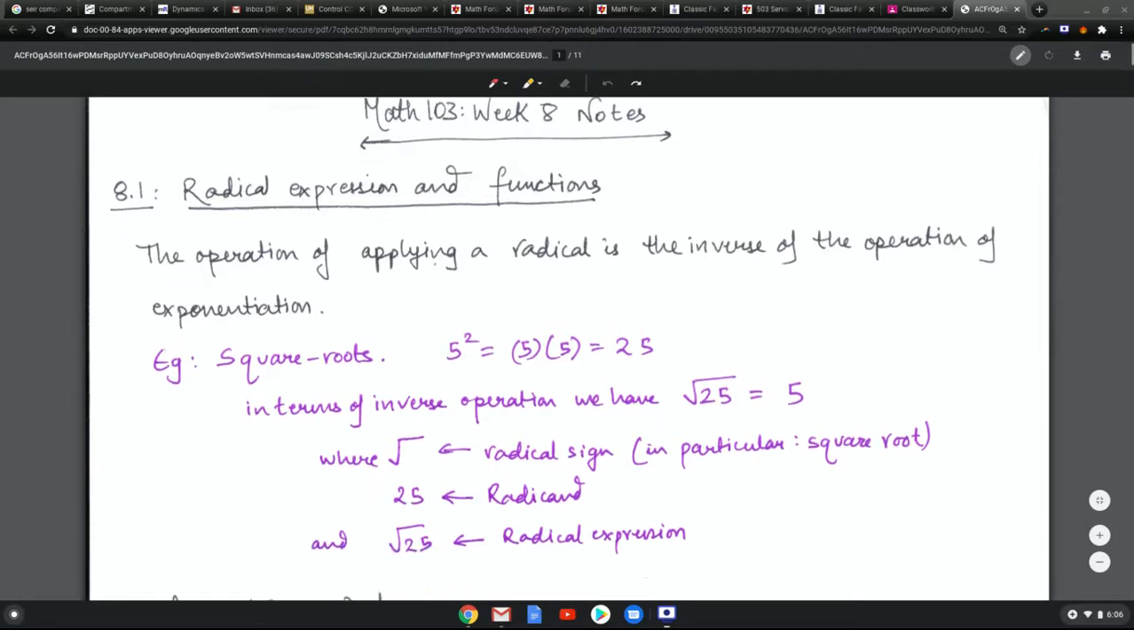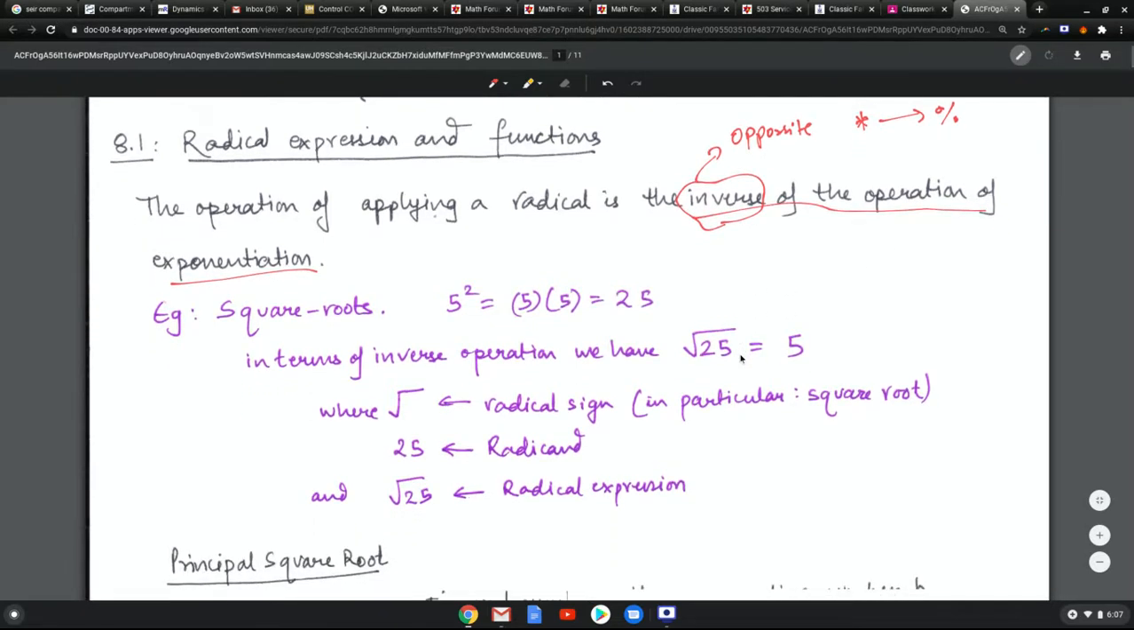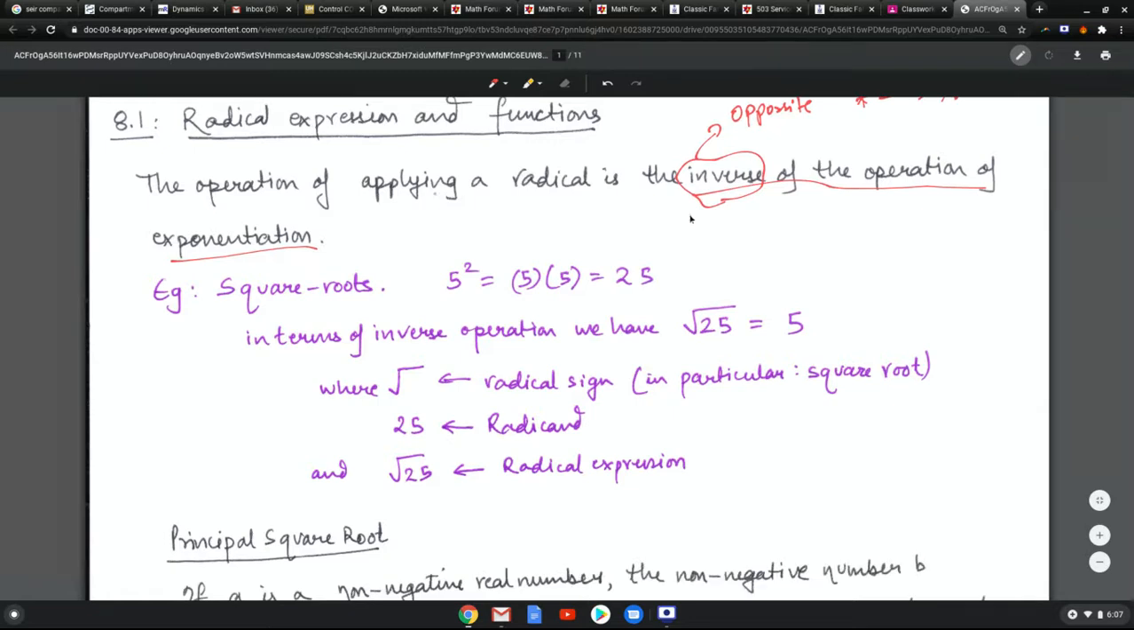Now, first of all, the operation of applying a radical is the inverse of the operation of exponentiation. An easier way to understand inverse is opposite. For example, for addition, the opposite is subtraction. Multiplication, the opposite is division. Another example is square root. 5 squared is 5 times 5, which is 25. And in terms of inverse operation, we say the square root of 25 is 5.